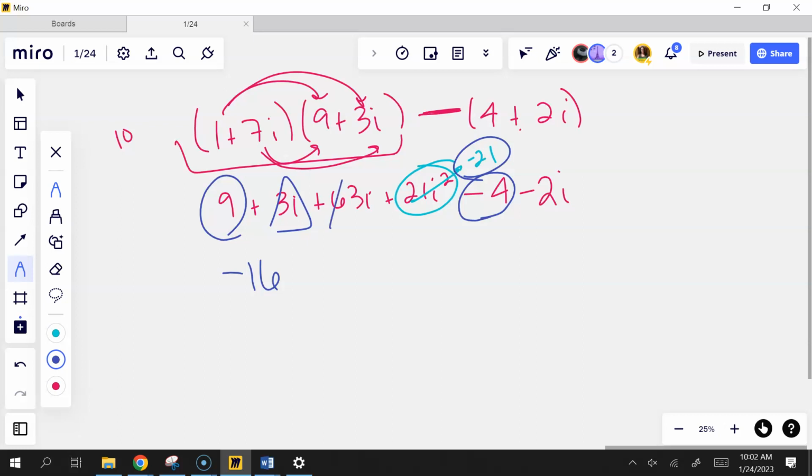Okay, and then 3i, 63i, and negative 2i. There you go. Thank you, Cade.